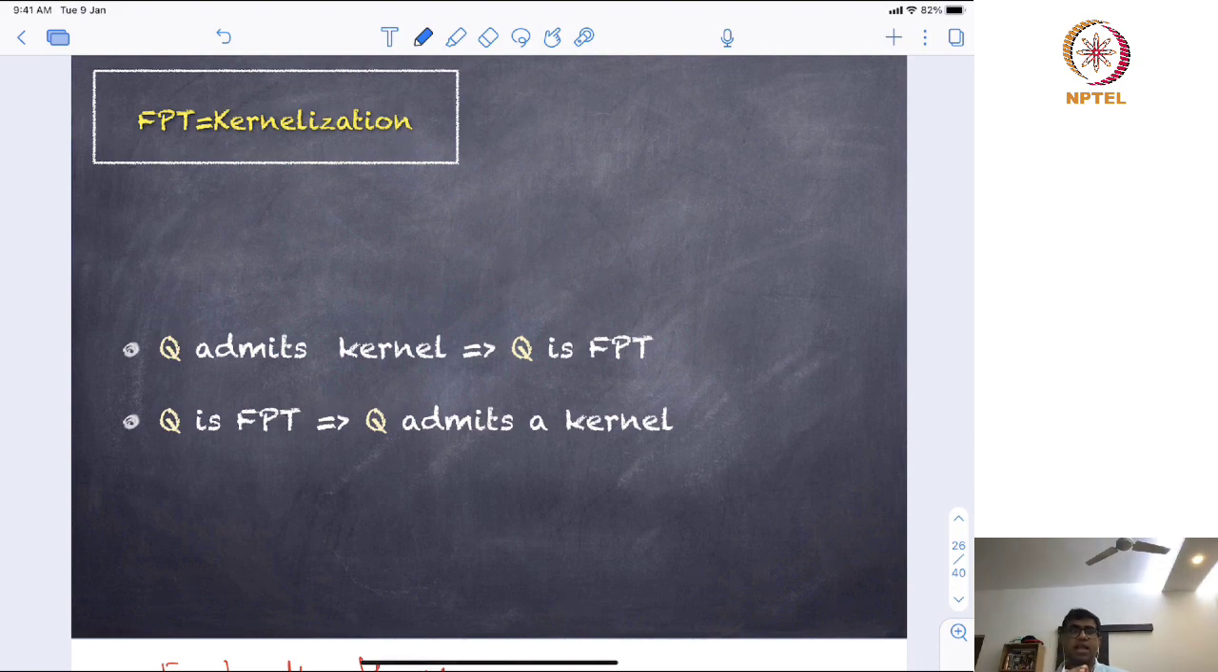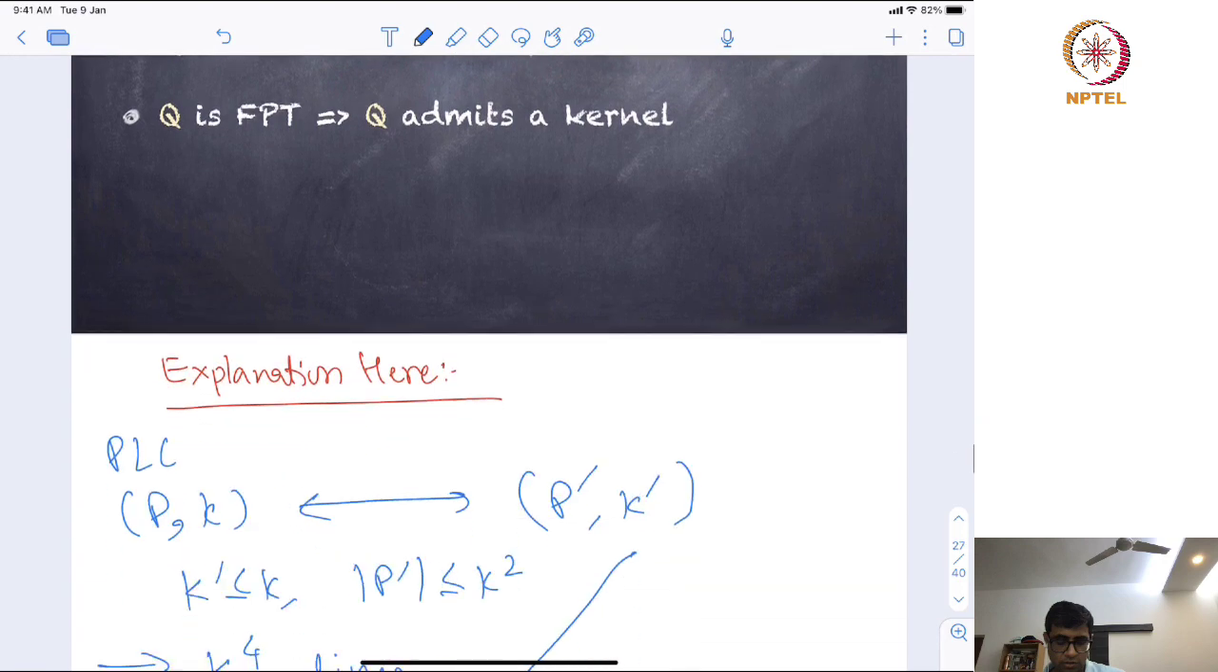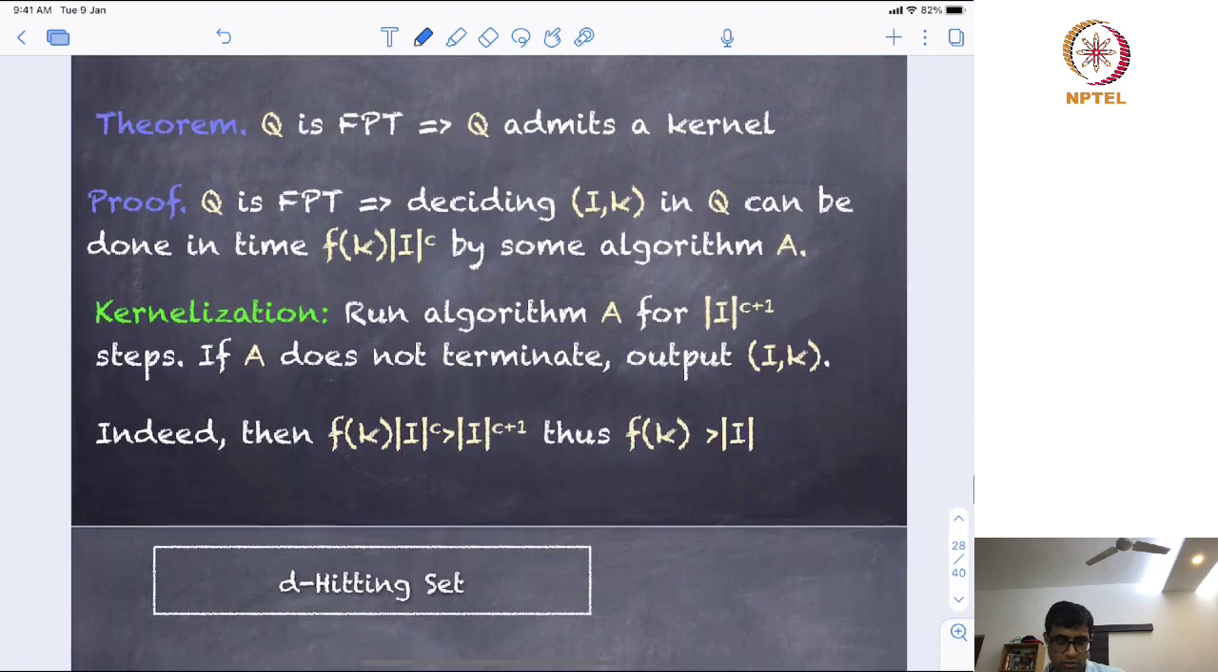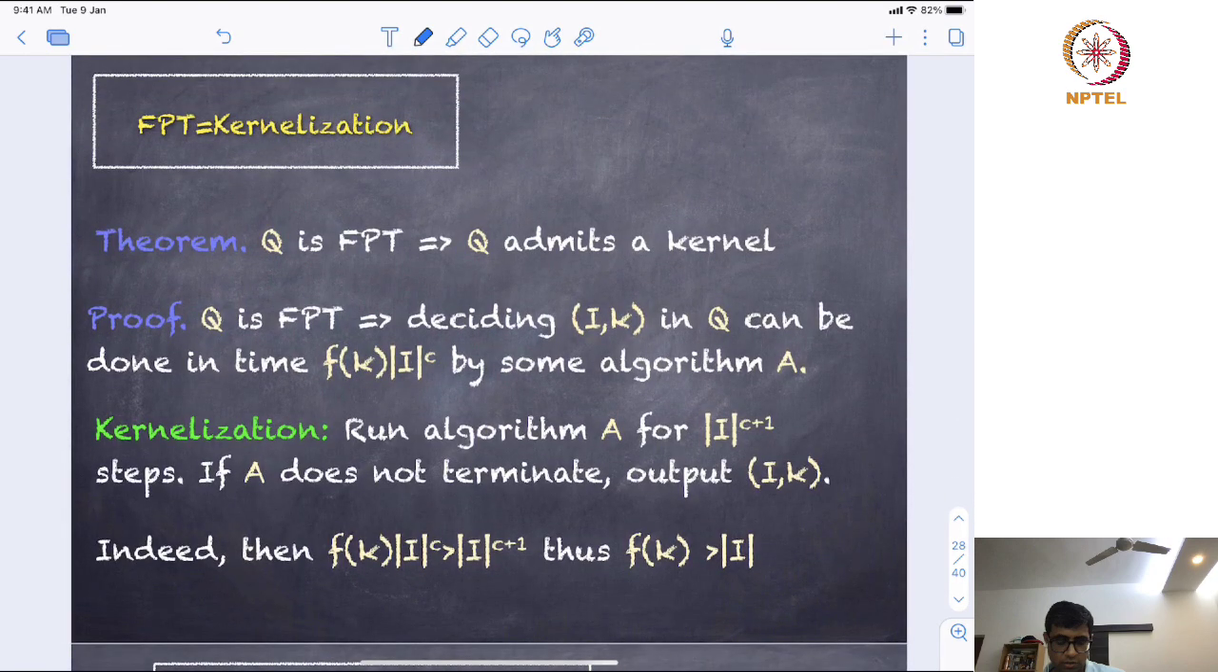problem admits a kernel and it does have an algorithm, then it does imply the problem is FPT, because all that it means is that the size is bounded, and you now run the algorithm to make a decision about it. Okay. But what about the other bit? So, Q is FPT implies Q admits a kernel.